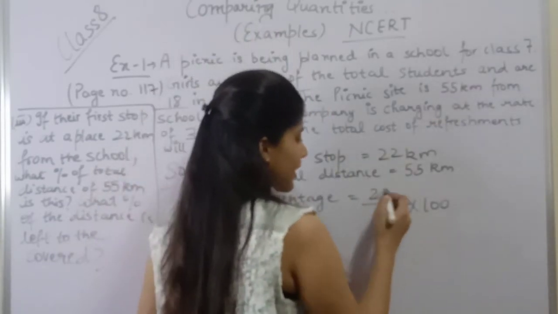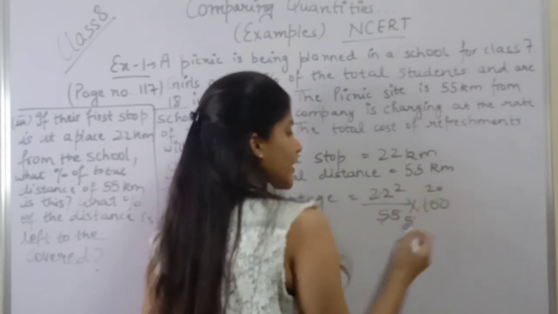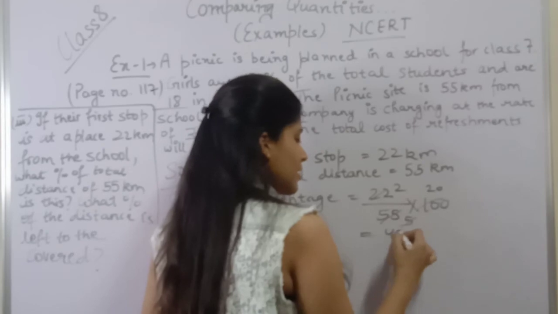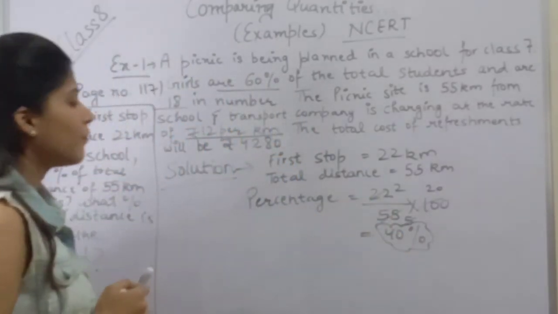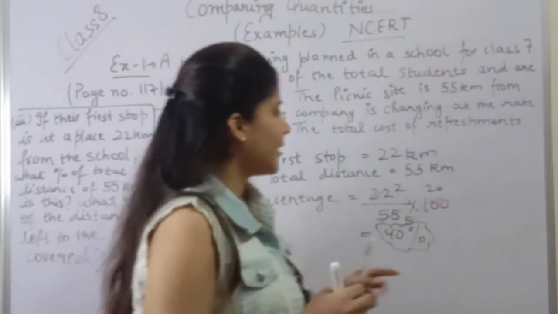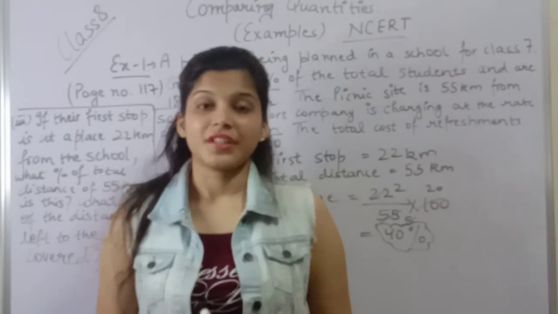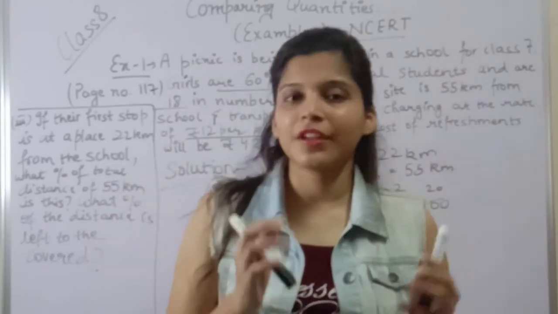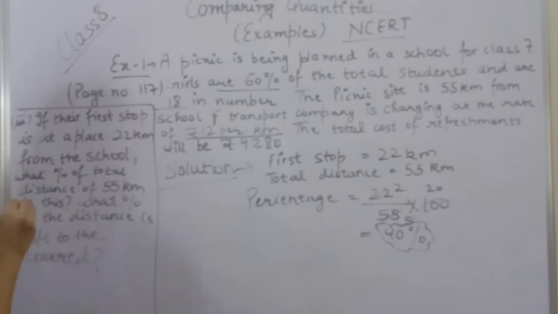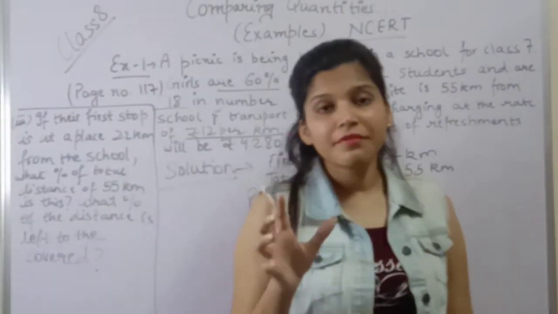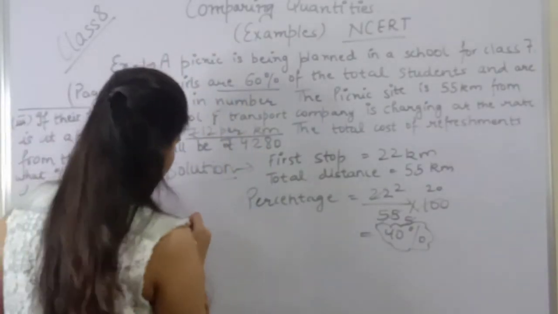Now this is 11 2s are 22, 11 5s are 55, and 5 20s are 100. So this is 40%. It means this is 40% of the total distance of 55 kilometers. That means 22 kilometers is 40% of 55 kilometers. And our next question is what percent of the distance is left to be covered. Now they have covered this 40%. So how much is left?